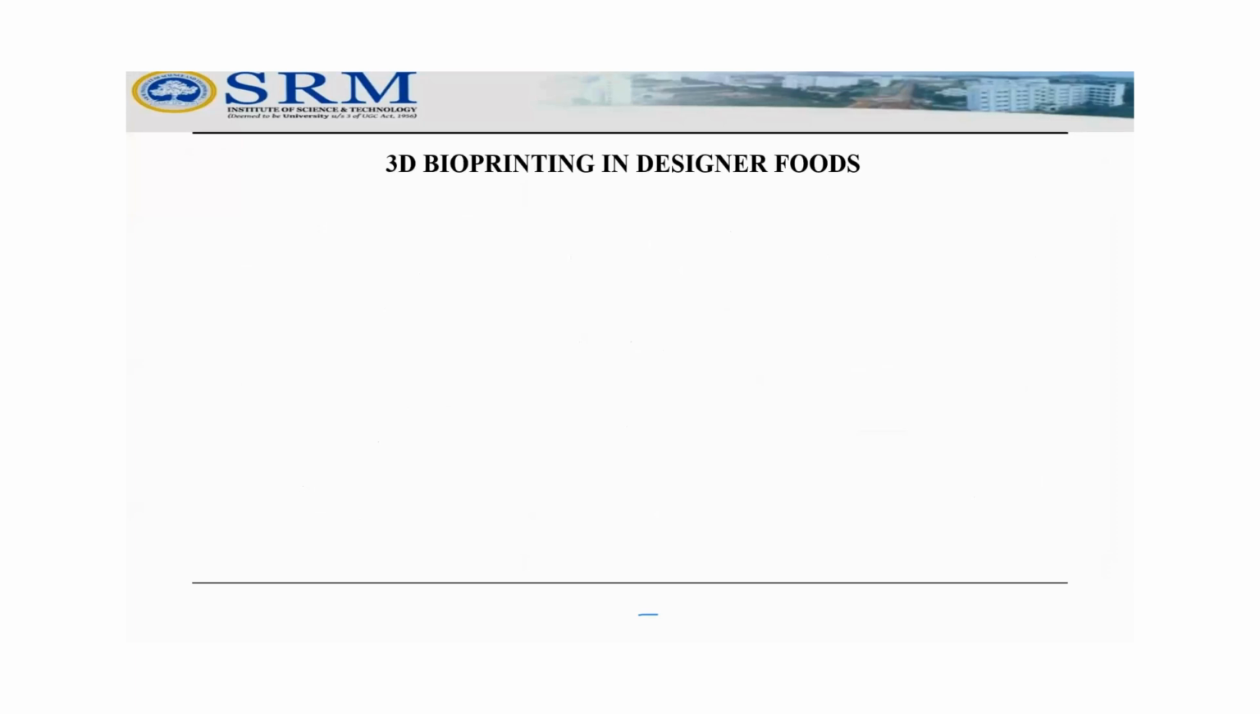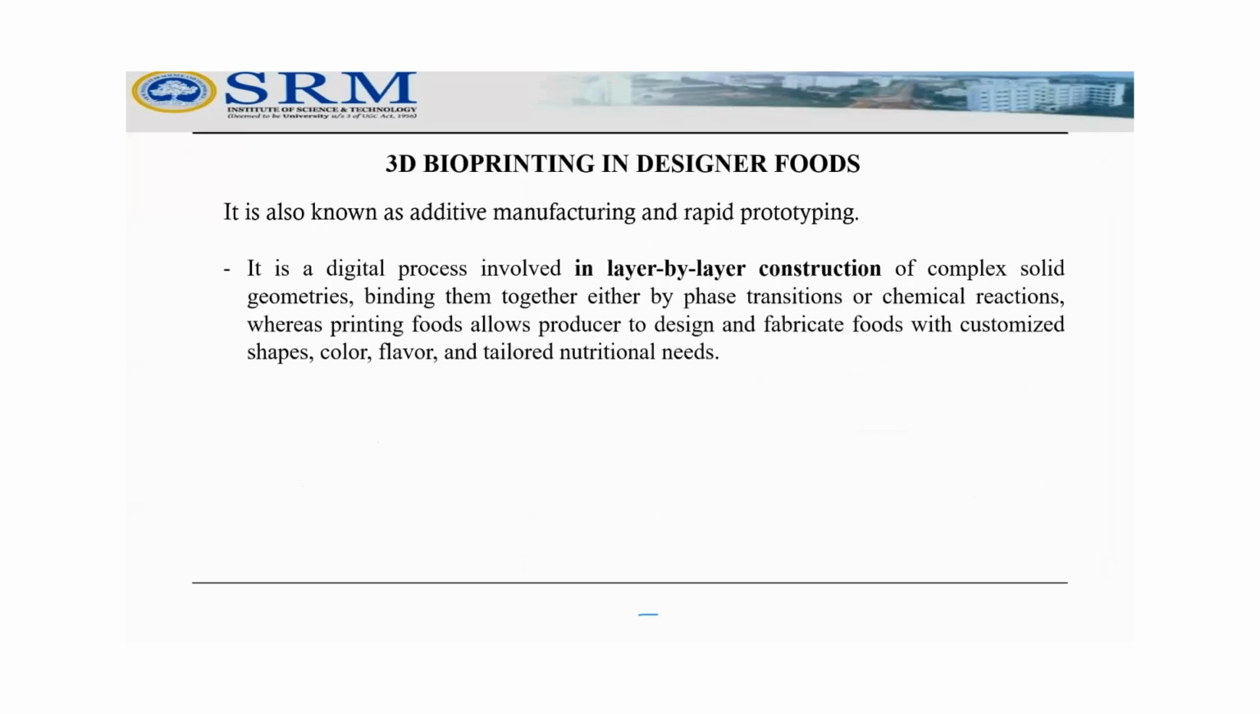The next technology is 3D bioprinting in designer foods. It is also known as additive manufacturing or rapid prototyping. It is a digital process involving layer by layer construction of complex solid geometries, binding them together either by phase transition or chemical reactions, whereas printing foods allows the producer to design and fabricate foods with customized shape, color, flavor, and tailored nutrient needs. What is 3D bioprinting in designer food? It is layer by layer construction of solid geometries using appropriate ingredients.